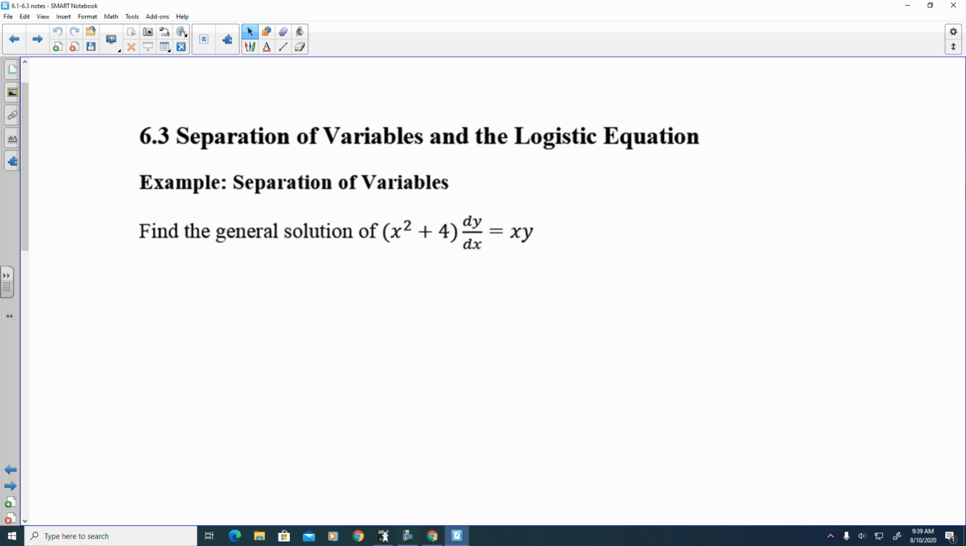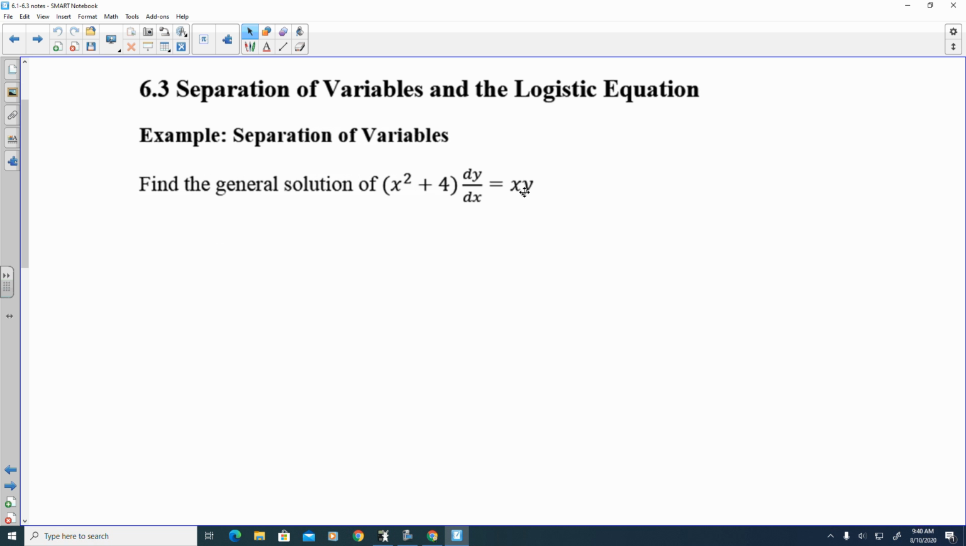Okay, here we have section 6.3 on separation of variables and the logistic equation. So to find the general solution of a differential equation such as this, we need to get dy dx by itself, and we need to basically solve for y. But if I see that I have both variables here, there's something that we need to do called separation of variables, which means I need to get all the y's on the left side and all the x's on the right side, including the dx and dy.